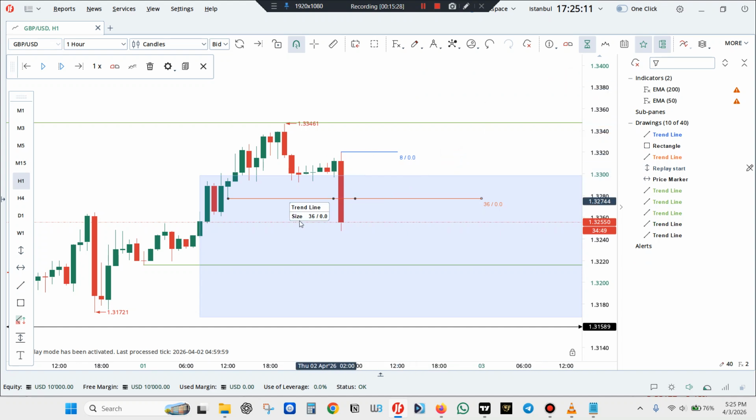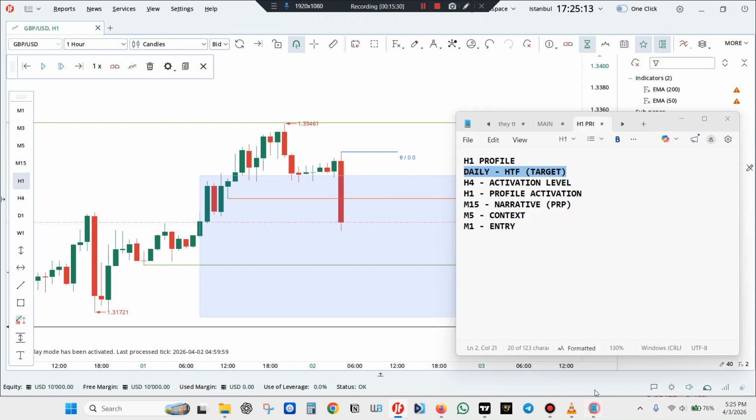Good. So then we switch to, now remember we are now hunting for H1 profile. So we've marked our profile as activated, and we have also included what? We have marked our invalidation level. Invalidation level. So that's what we've marked.